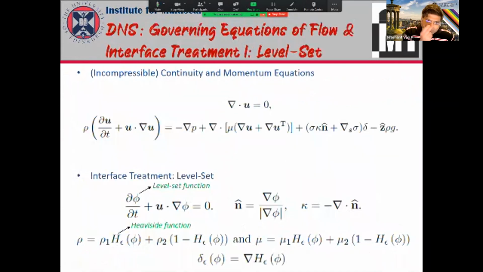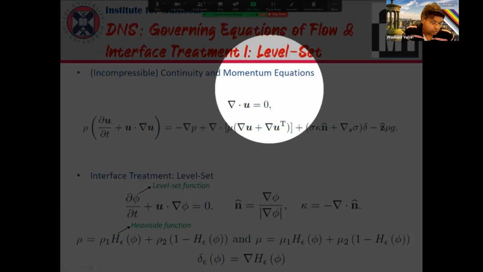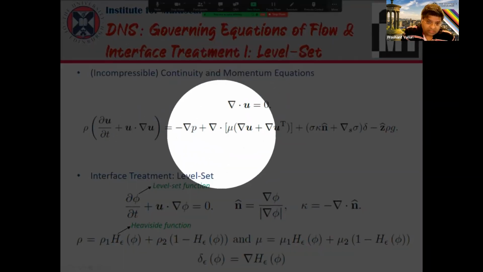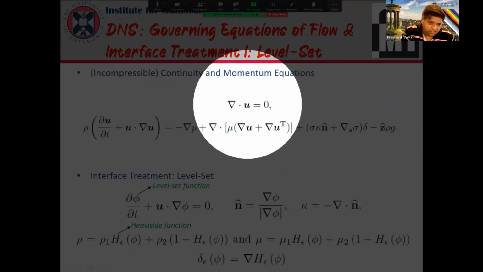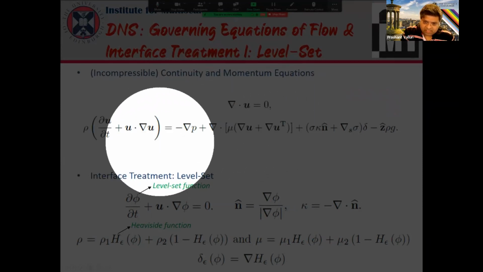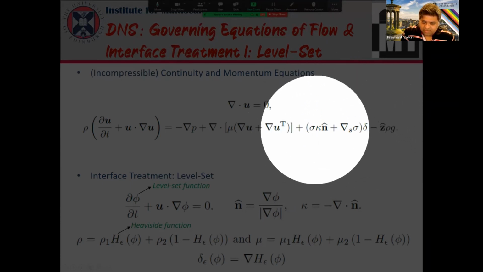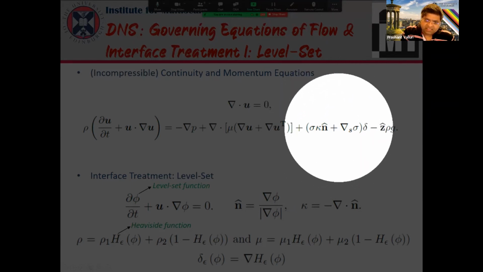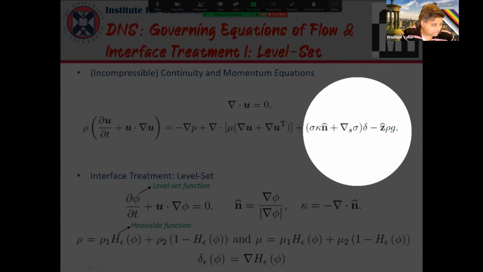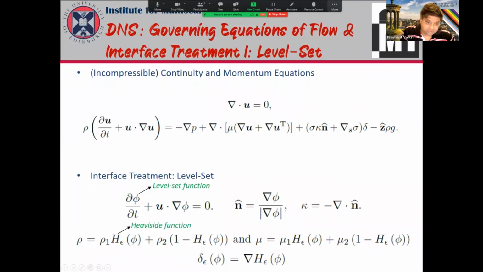So essentially what we do is we look at the usual governing equations. This is your usual mass balance, the continuity equation. This is your momentum balance. And you can see that this is the surface tension term. So sigma kappa n is the surface tension term. And this is usually there if you have a gradient of surface tension. This happens when you have temperature influence or concentration influence and so on and so forth.